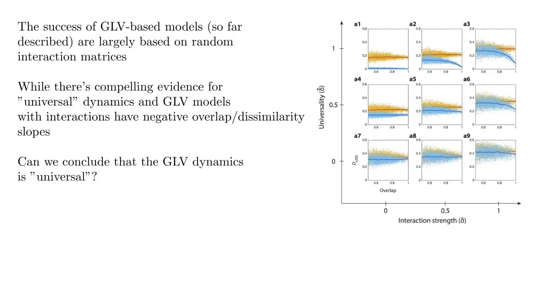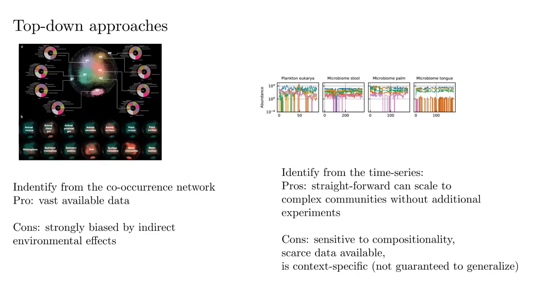To do that, you would have to actually fit the GLV to real data. And the question is how you do that. You could have these top-down approaches. You need to build this interaction matrix. You could build it from the co-occurrence network, or you could try to build it from the time series. These would be top-down approaches, and these have some severe drawbacks.